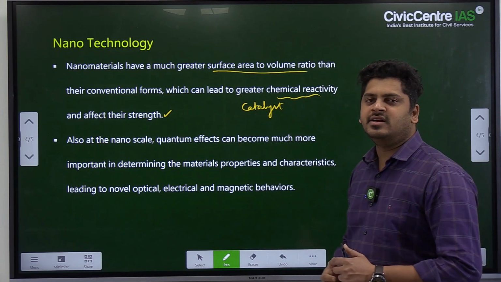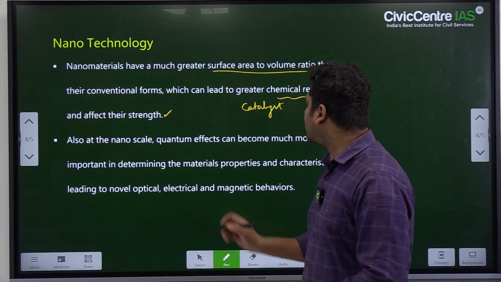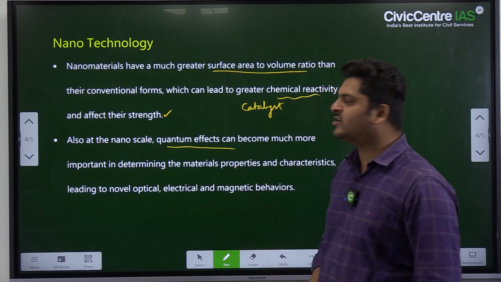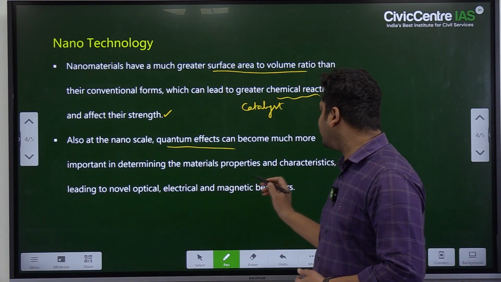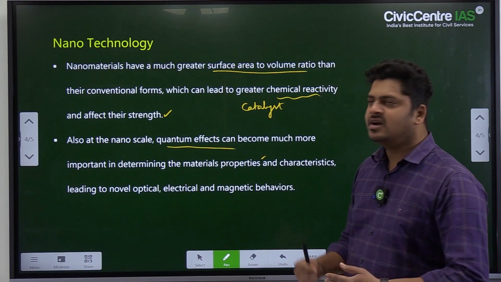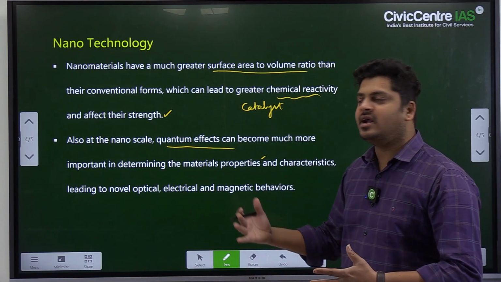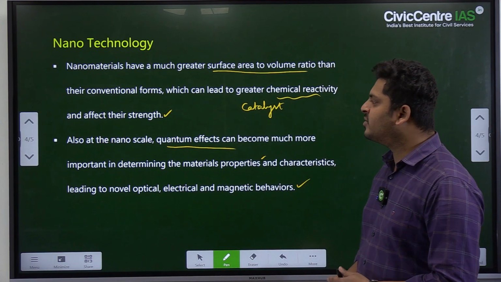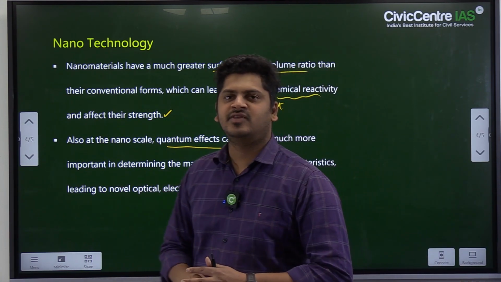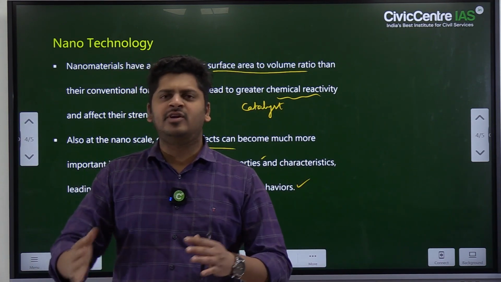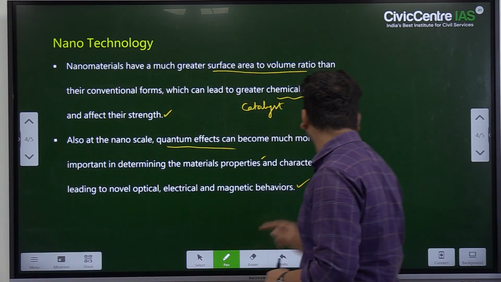And now the second reason, as I told you, at the nanoscale, the quantum effects become more important in determining the material's properties and characteristics, leading to novel optical, electrical and also magnetic behaviors. So these are the two main reasons for the significant or the different properties of the nanomaterials.